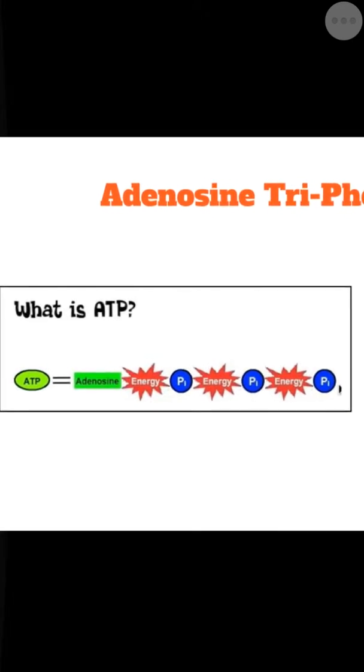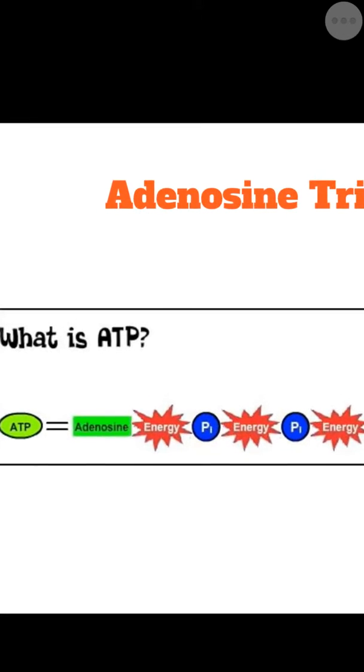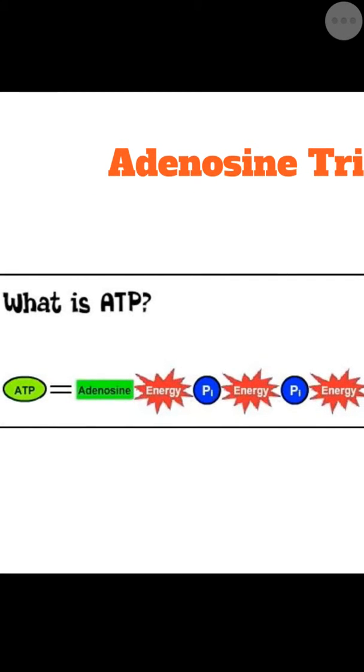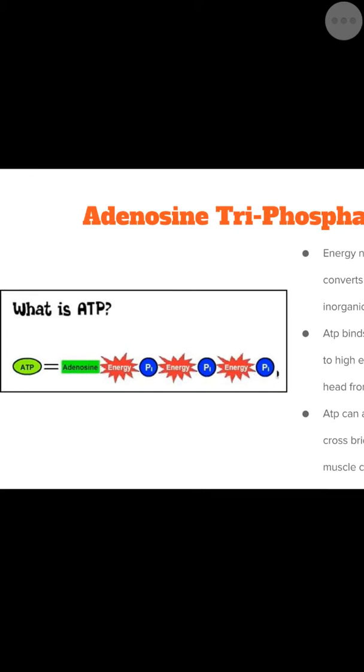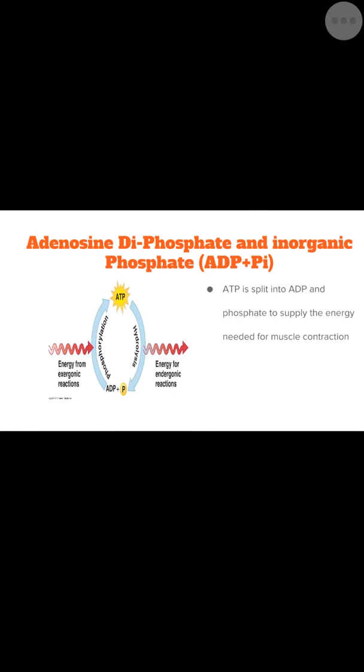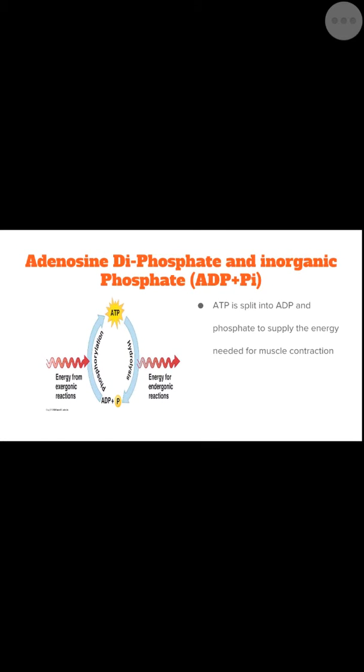So here's a kind of math equation of how ADP works. Adenosine plus energy plus P plus energy plus P plus energy plus P. Adenosine diphosphate and inorganic phosphate, ADP plus Pi.